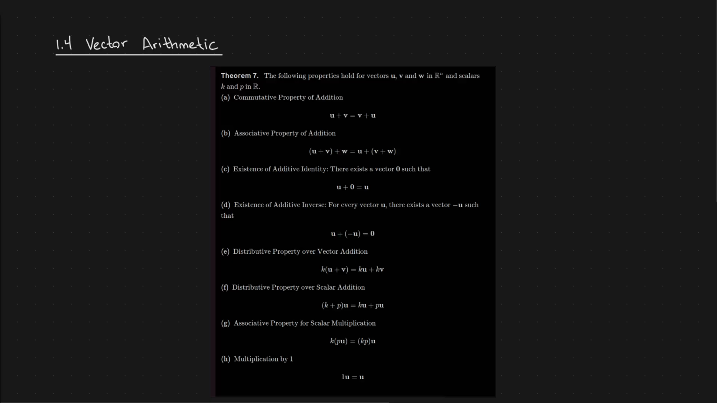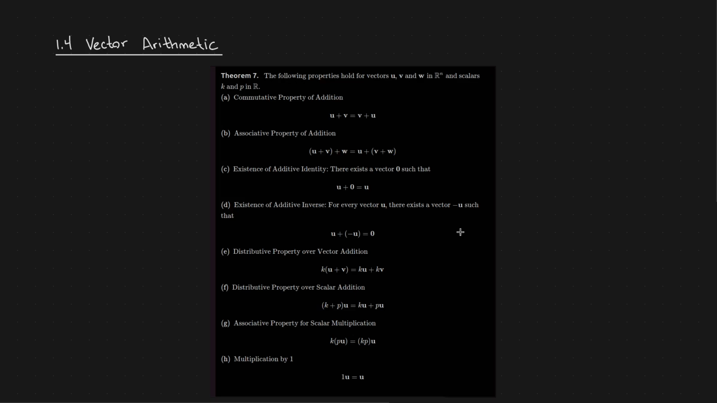Next, we're going to talk about the different properties of these vector arithmetic operations. Now, these properties, as we go through them, should seem pretty similar because they are, for the most part, the same properties that we expect when we're adding and multiplying real numbers together. But remember, these aren't real numbers that we're dealing with. We are dealing with vectors.